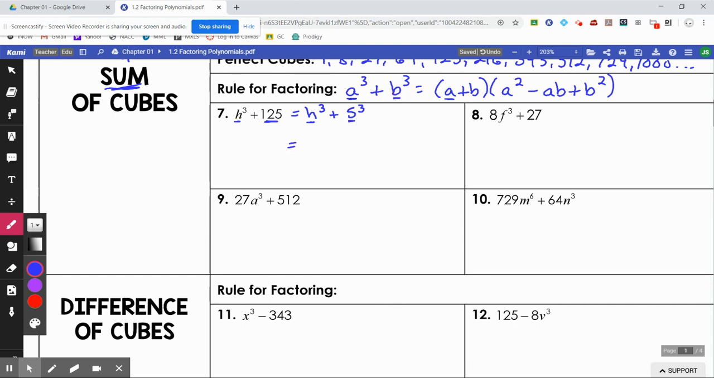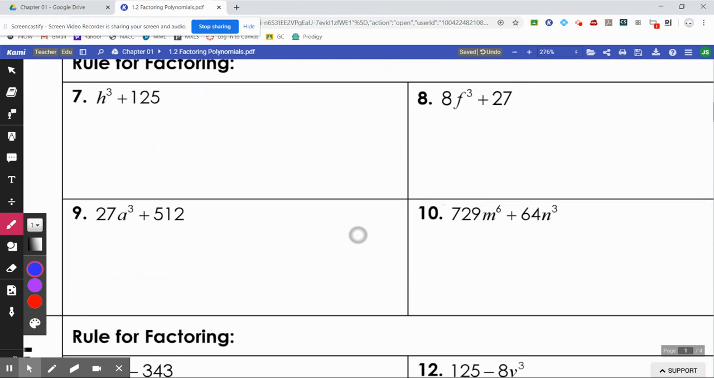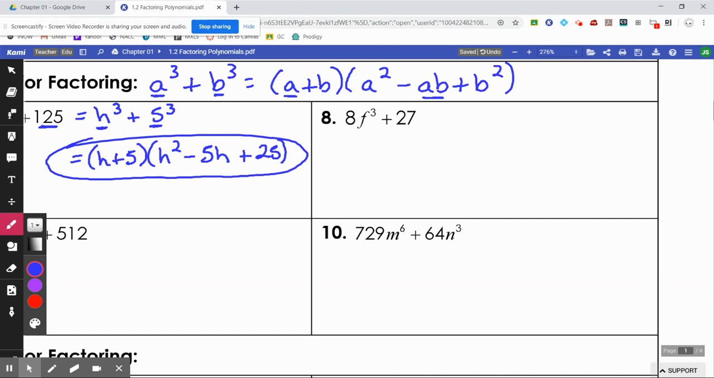So therefore, you then have a plus b times a squared, which would be h squared, minus a times b, which would be, again, a was h and b was 5, so 5h, and then plus 5 to the second power, which would be 25, and that's factored. So just make the problem fit the form, and then plug in each of the pieces.